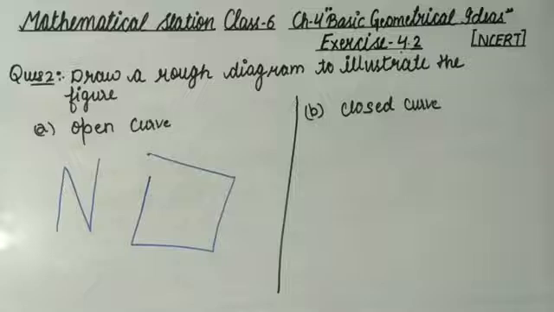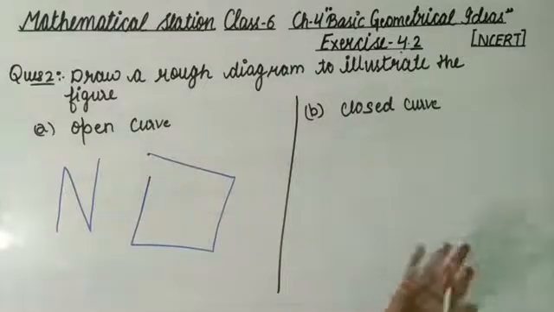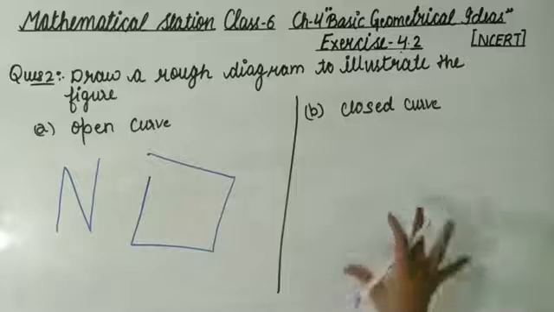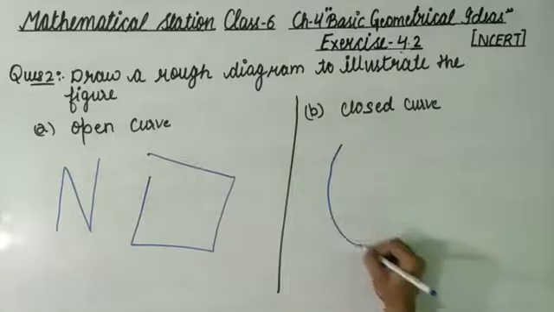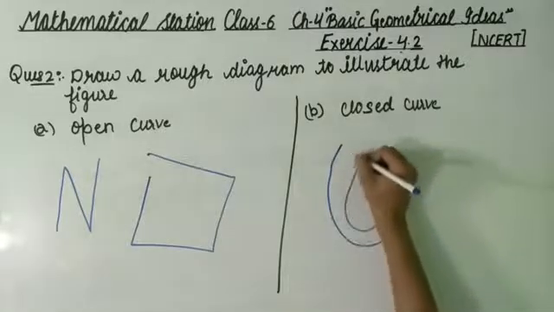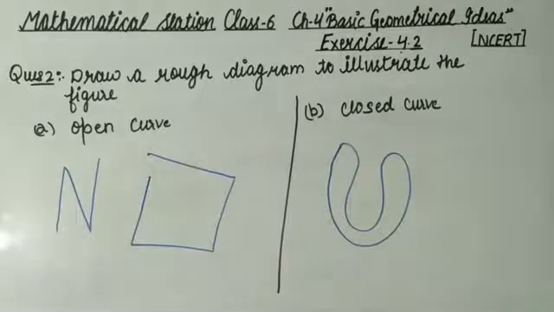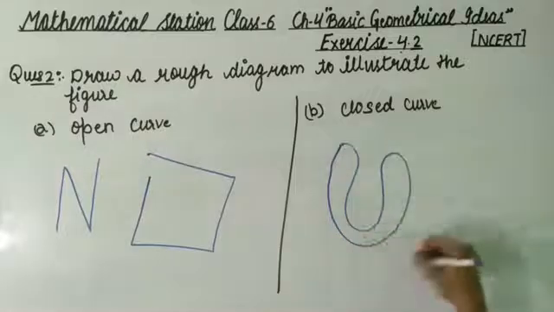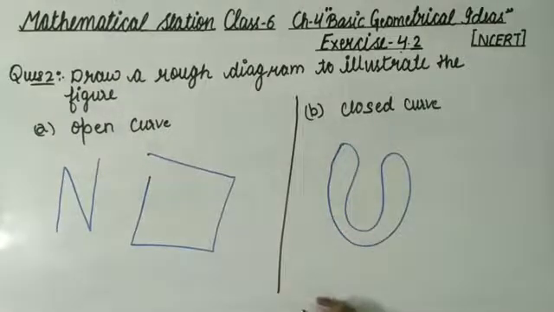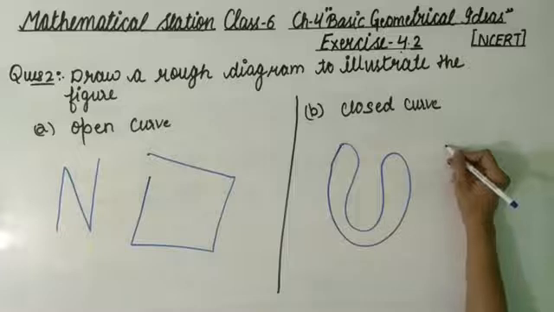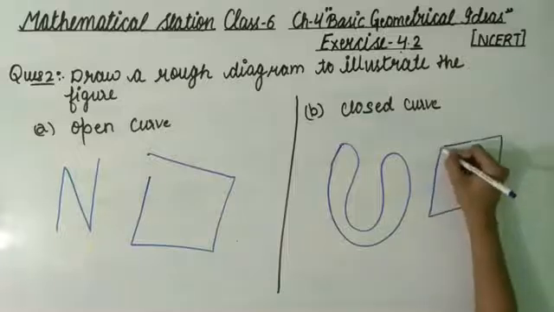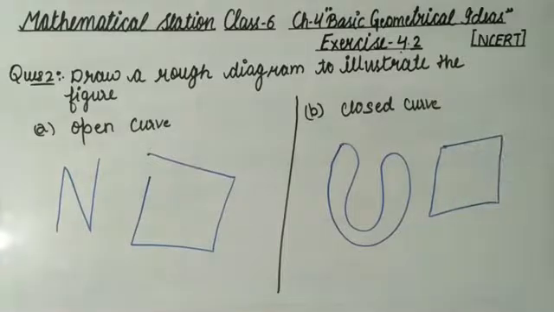Like this, let us draw a closed curve. We can draw any figure, but it should be closed from all sides. Now this is closed from all sides. So these are our closed and open curves. Now here we can make this quadrilateral also. Students, here you can draw any other figures also.